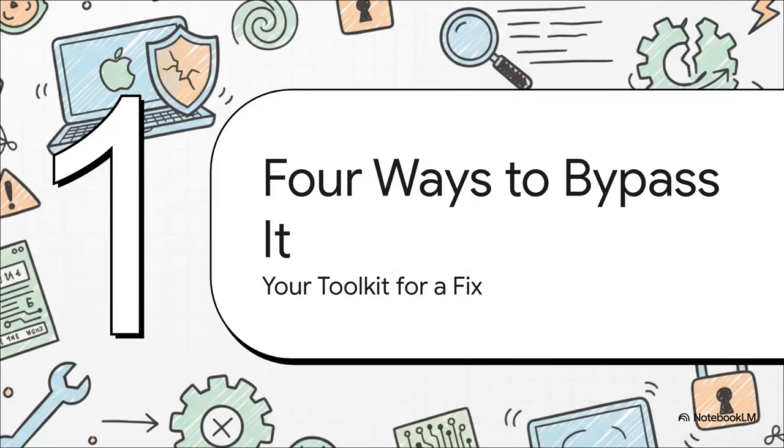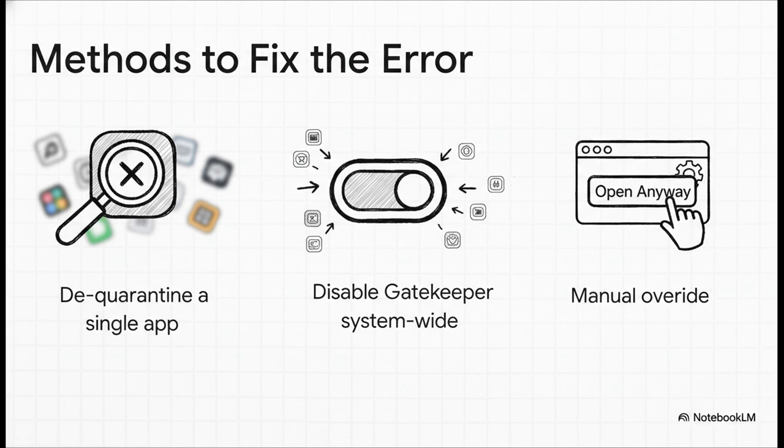Okay, so now for the fun part. How do we actually get our app to run? Let's go through the main ways you can get past that bouncer, from a simple override to some more powerful system-wide tweaks. So we've got a few tools in our toolkit here. We can go for the surgical approach and just fix one app. We can go big and basically disable Gatekeeper for everything. Or there's the super simple manual override. We're going to look at the technical ones first and then the easy one.